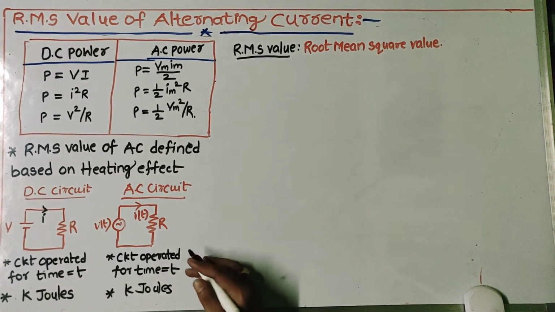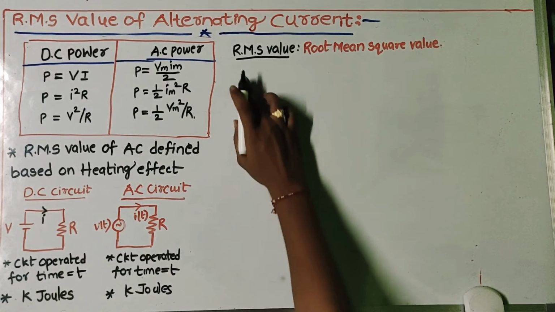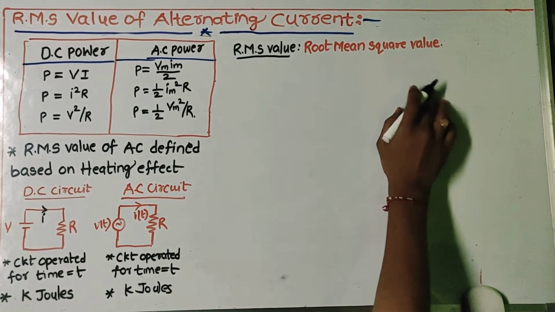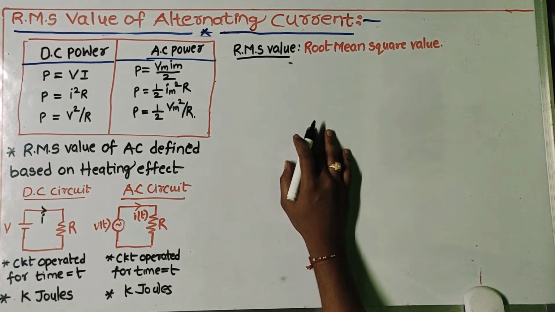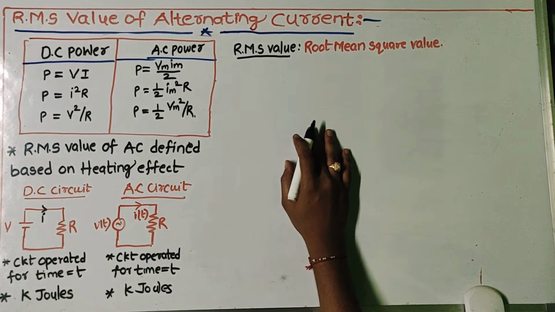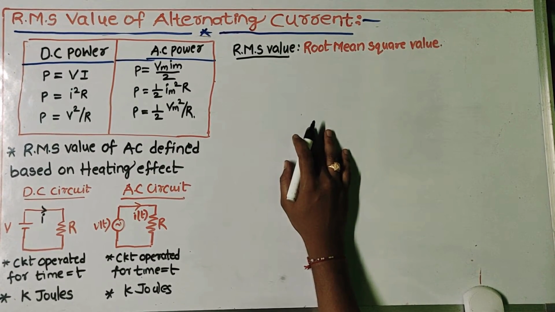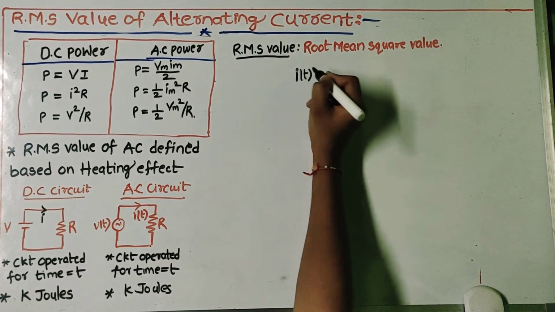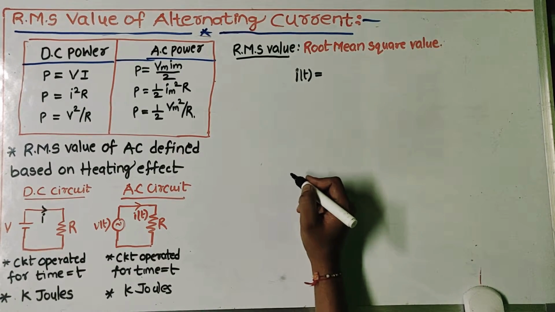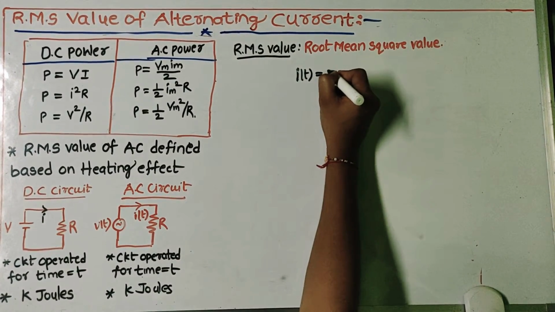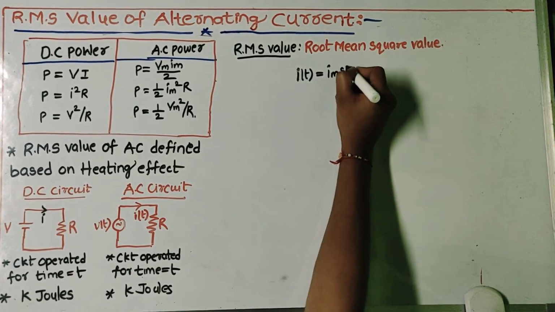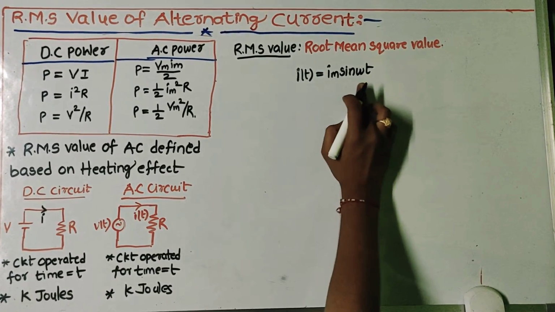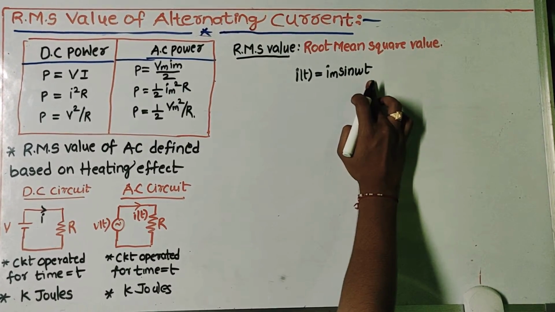So let's derive the mathematical expression for the RMS value. What is the full form of RMS? It is root mean square value. What is the formula to calculate the RMS value? For example, I want to find the RMS value for i of t, which is the instantaneous current. When an AC voltage is applied across the resistor, the current flowing through the resistor is i of t equals Im sin omega t, where i of t is the instantaneous current, Im is the peak current, omega is the angular frequency and t is time.